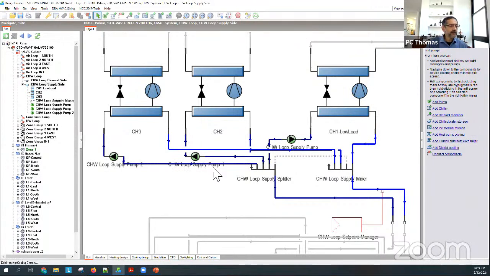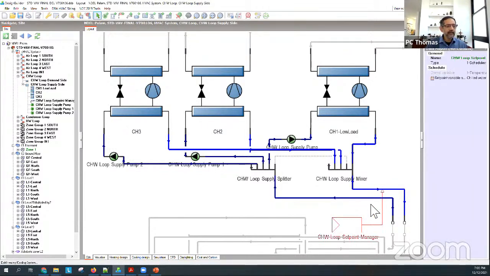And the whole of the loop, that's the chilled water header. So there's a supply header and a return header. The supply header goes to the building and the return header comes back from the building. Okay. And then as it goes out of the supply header, I've put a controller.